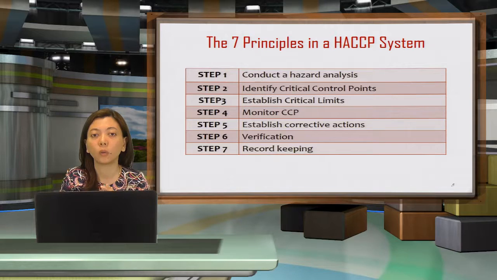The 6th step is verification. Verification here means that you want to make sure that the system actually works. How you can do it is, for example, if you have food on a buffet line, you might want to take a food sample just to look at whether the level of microorganisms is at the safest level.